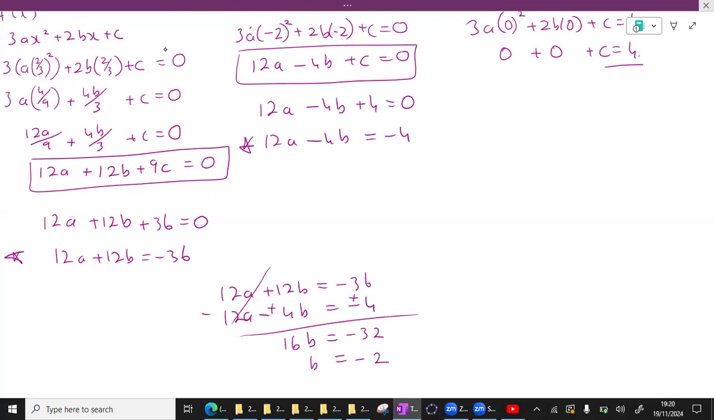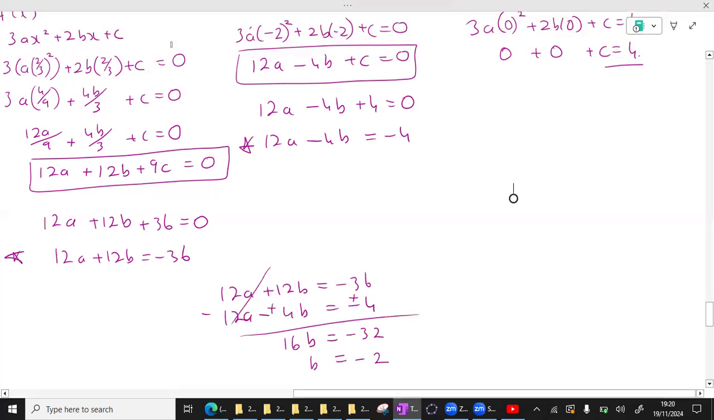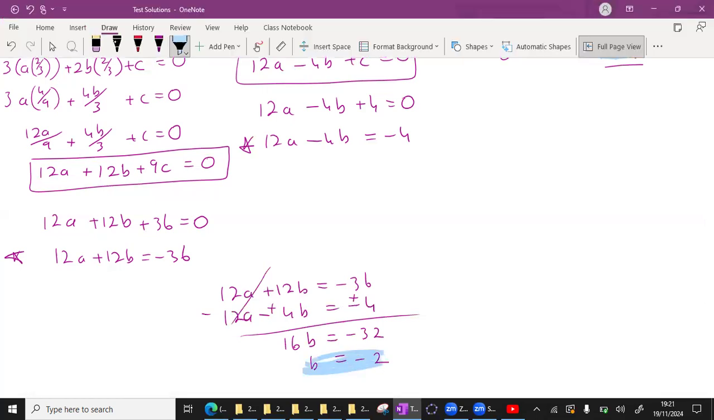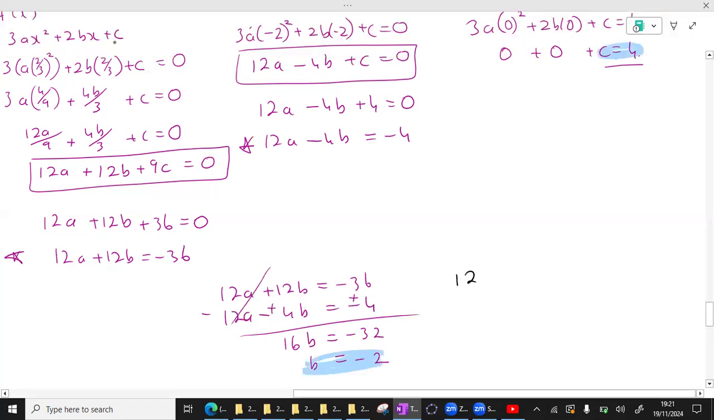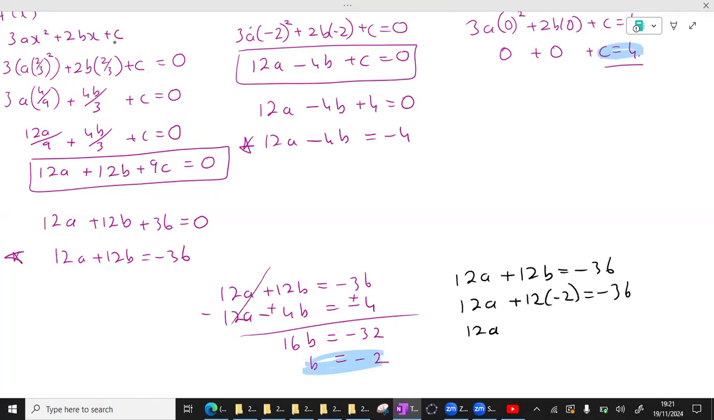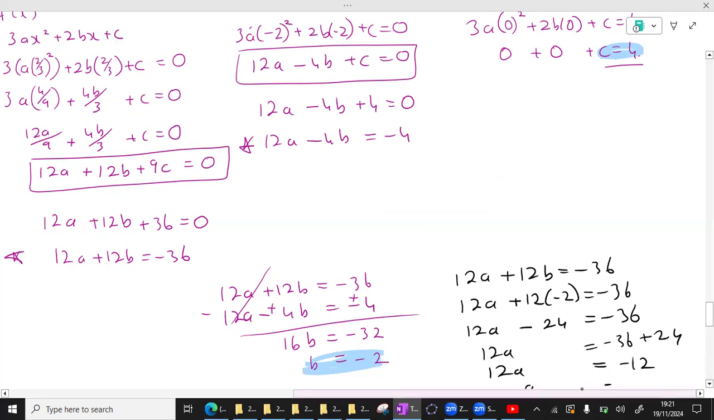So I know C is 4. I know B is minus 2. So I'm nearly there now. So I'll go back to one of these lines. So 12A plus 12B is equal to minus 36. So if B is minus 2, I can put that in there. So now I know that 12A minus 24 is equal to minus 36. So 12A is minus 36 plus 24. What's that? That is minus 12. So I now know A is minus 1.